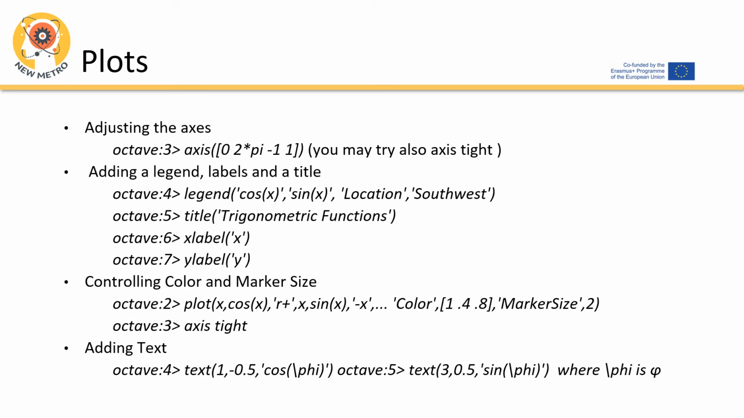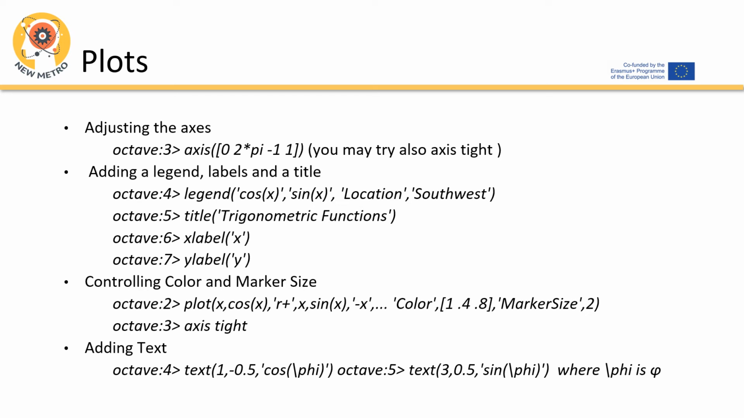We can add a legend, labels and a title, with legend being 'cos(x)', 'sin(x)' and location 'southwest'. The title being 'Trigonometric functions', xlabel x, ylabel y. And we can control color and marker size with plot(x, cos(x), 'r+', x, sin(x), '-x', 'color', [1 .4 .8], 'markersize', 2). And we can do an axis tight.